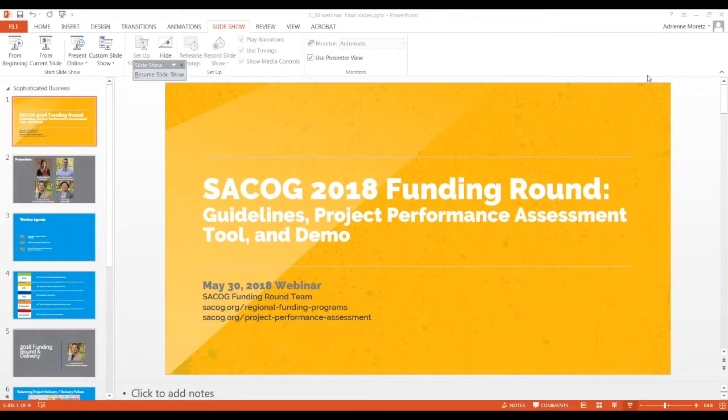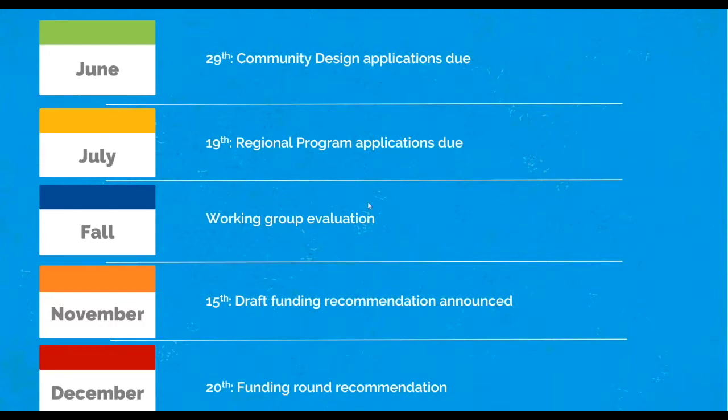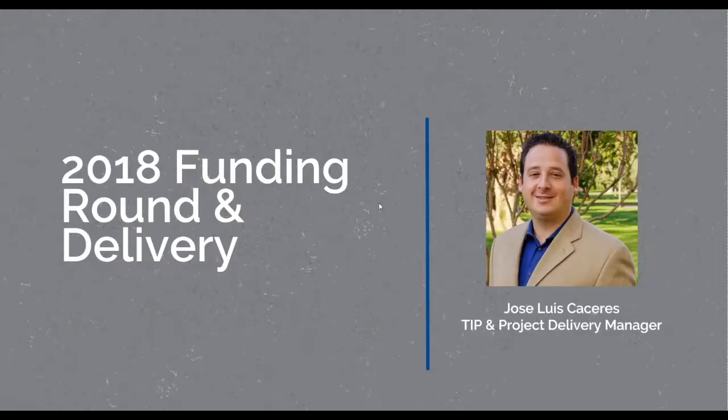Jose Luis Caceres, to talk through the second part of the agenda, really the funding round from the standpoint of the delivery. JL? Thank you, Garrett. Hi, everyone. The two important takeaways I want everyone to get from this brief presentation is that successful applicants can start work as early as February 2019.